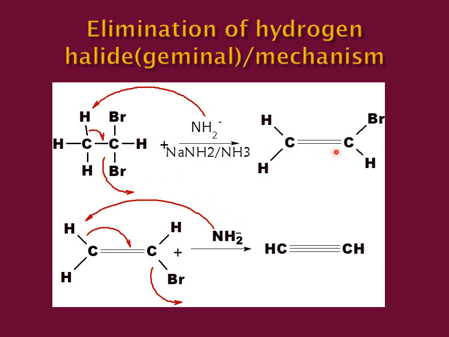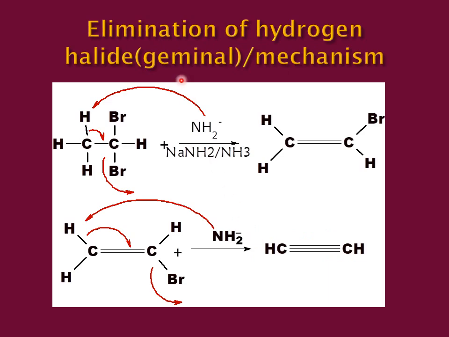In the second step, another molecule of base is going to abstract the proton from the same carbon atom. As you can see, this is the difference between geminal and vicinal mechanism. The bond between carbon and hydrogen is going to shift over here between these two carbon atoms, making a triple bond, and again release the bromide ion in order to satisfy the valency of this carbon atom, as it can make only 4 bonds. In this way, alkynes are prepared from geminal dihalides.